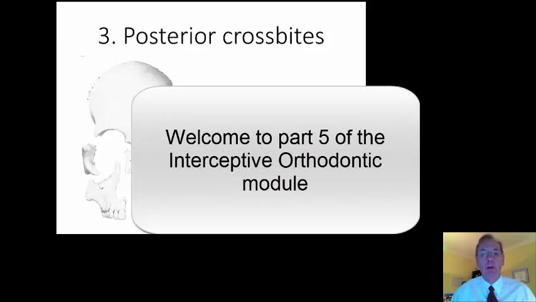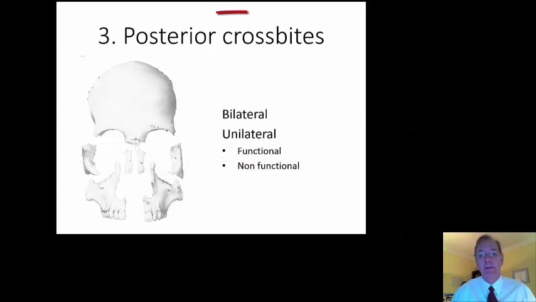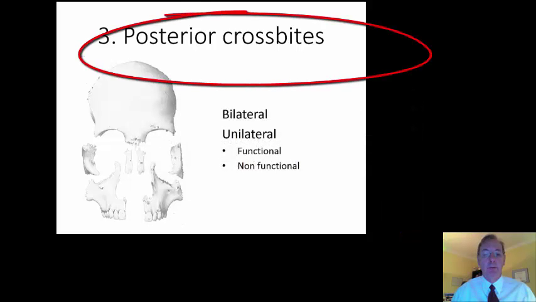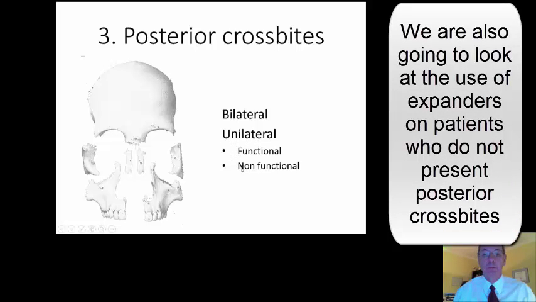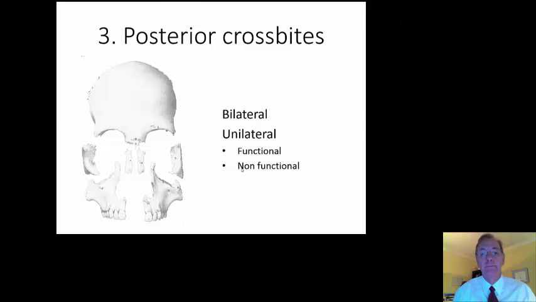Hello, welcome to part 5 of the Interceptive orthodontic module. Today we are going to address the posterior crossbites, and we are going to discuss the bilateral crossbites and the unilateral crossbites. Are they functional or non-functional? We're also going to address the use of expansion in patients who do not present posterior crossbites.